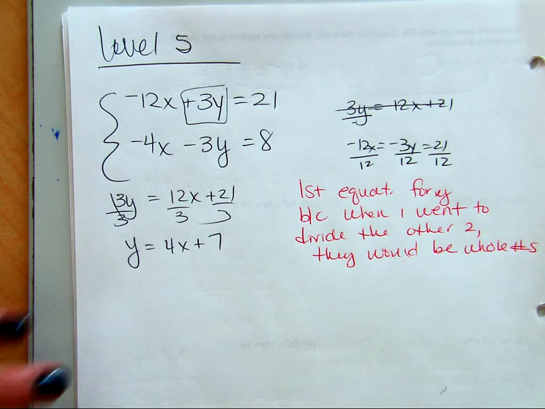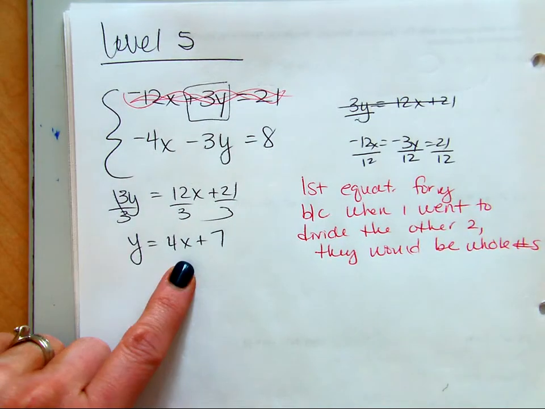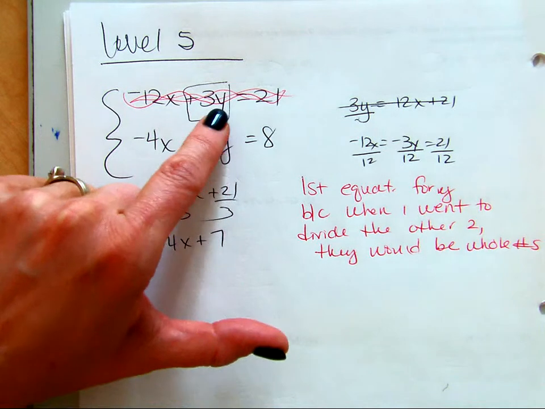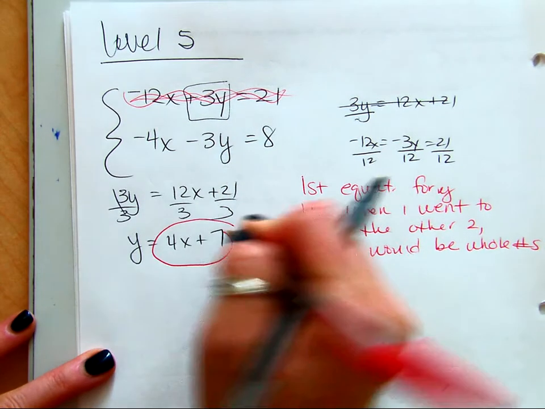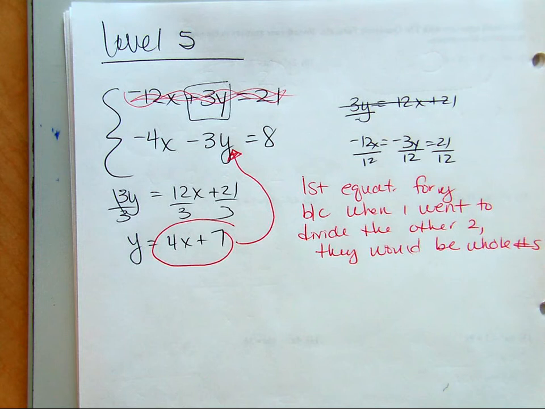I'm going to put a little squiggle through this, because I don't want to be tempted to put that here. Because where does the 4x plus 7 really go? There. And then we finish it up like a level 2, 4, 3, 4, whatever. Okay? You ready for some shortcuts and we're done?